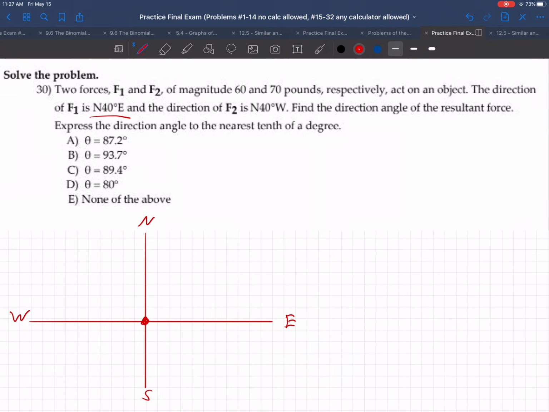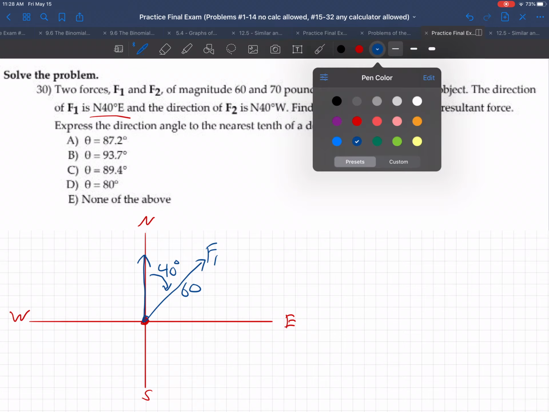Now, do you remember how that works? That is from right here straight north, but not straight north, 40 to the east, to the right of north. North, but 40 to the east. So there it is, and that one is 60 pounds. So there's force 1, and it's 60 pounds in that direction.